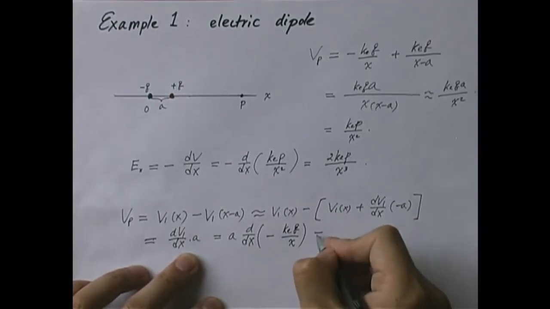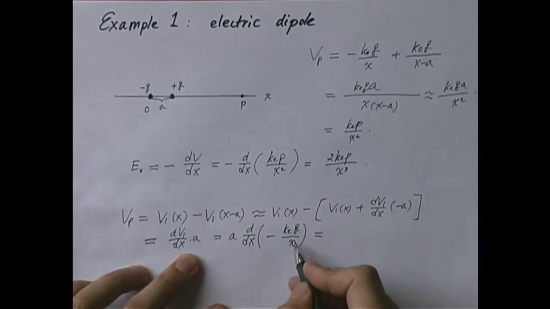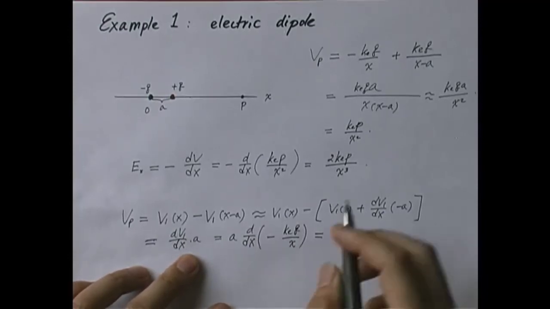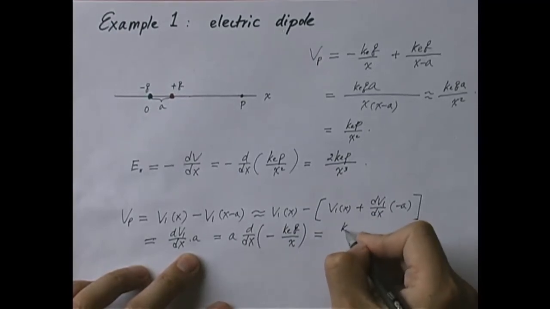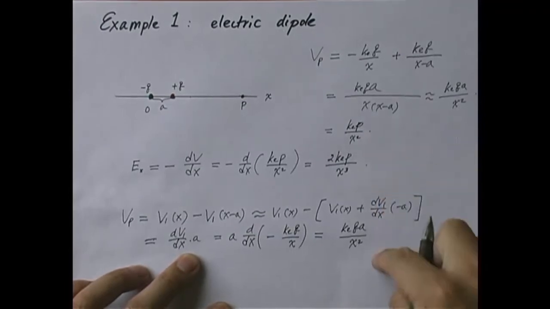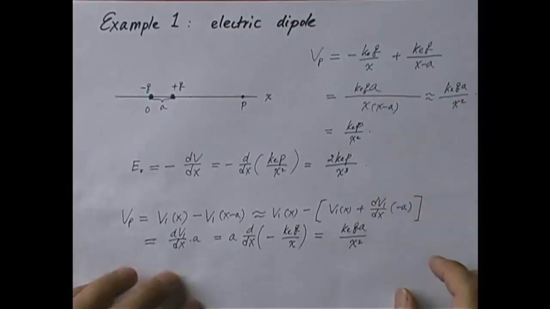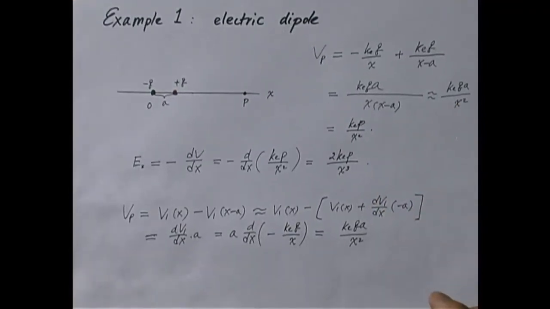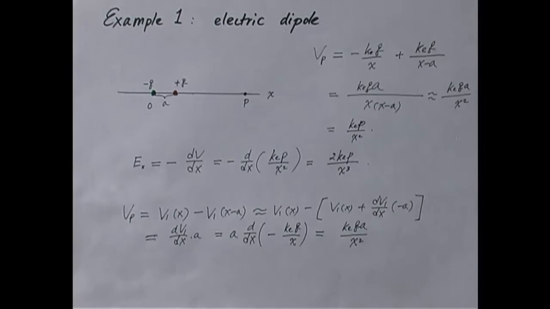Okay, now finish this calculation. 1 over x, you take the derivative, what do you get? You get negative 1 over x squared. The negative cancels with that negative sign, so overall you get kqa over x squared, and that of course agrees with our first expression. So this is the example of the electric dipole revisited with the knowledge of electrostatic potential.